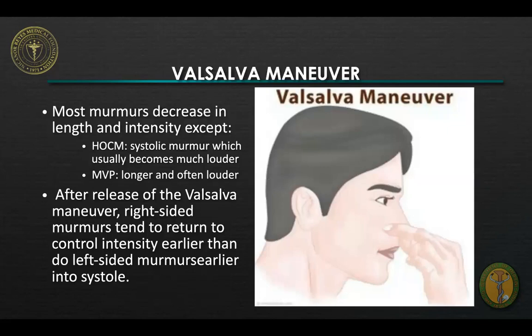During the Valsalva maneuver, most murmurs decrease in length and intensity, except for HOCM, a systolic murmur which usually becomes much louder, and mitral valve prolapse, which becomes longer and often louder. After release of the Valsalva maneuver, right-sided murmurs tend to return to control intensity earlier than do left-sided murmurs, earlier into systole.